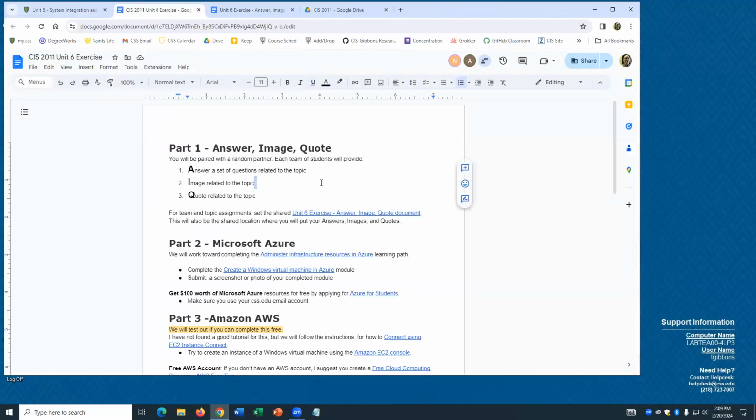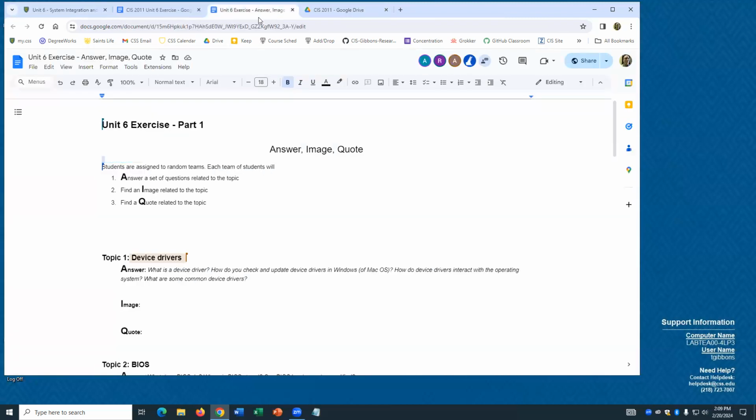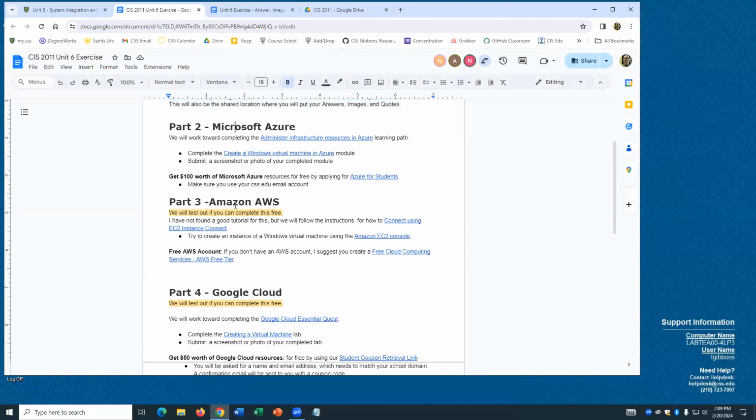The first part of this will be this answer, image, quote stuff, and that's what we're going to work on here. So open up the answer image quote document. That'll cover all the material in the first half of chapter 5. Then we'll spend some time doing that, and then we'll spend some time working on, again, doing some virtual machines and booting up some virtual machines.